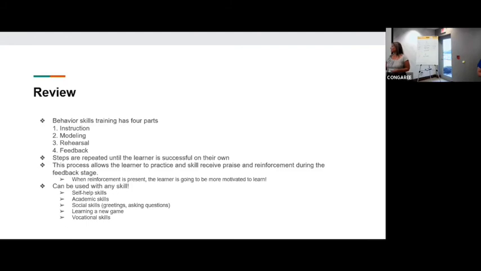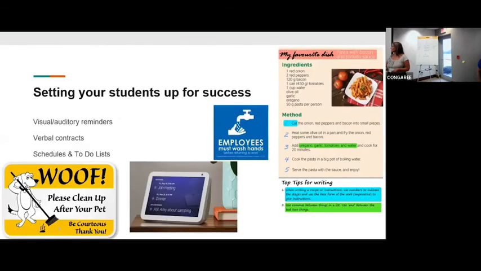And again, it can be used with any skill. So we saw a lot of self-help skills. We saw an academic skill with writing their name. It could be for social skills, so greetings, asking questions, maybe learning a new game, or those other vocational skills. And then this is just kind of a last little wrap up.